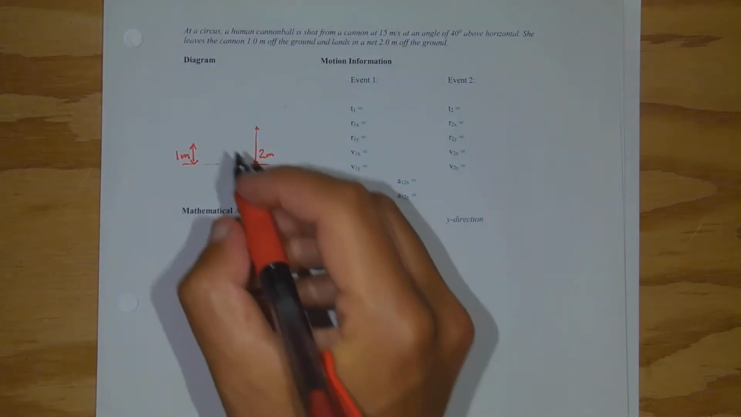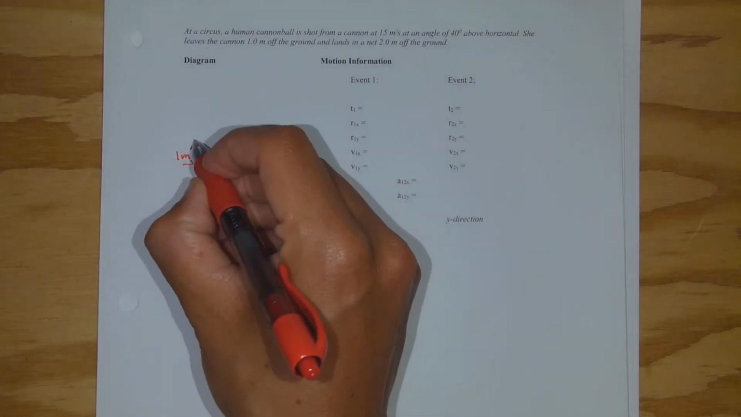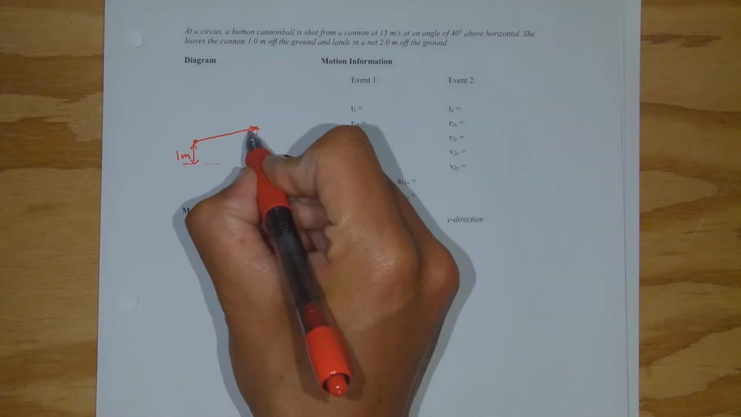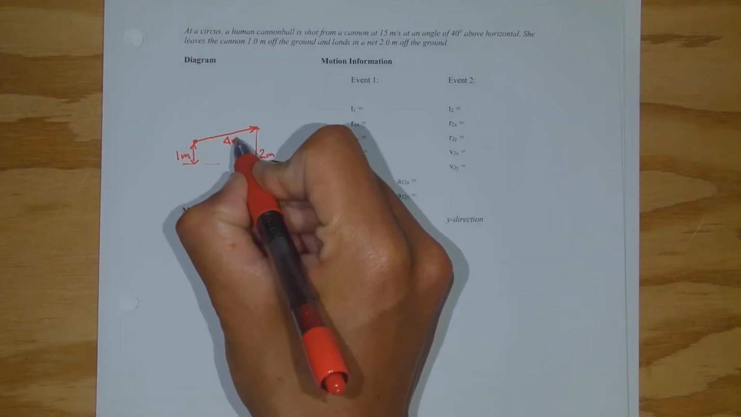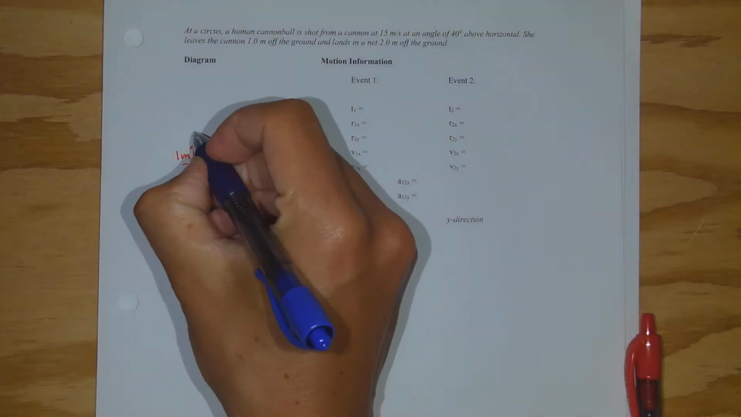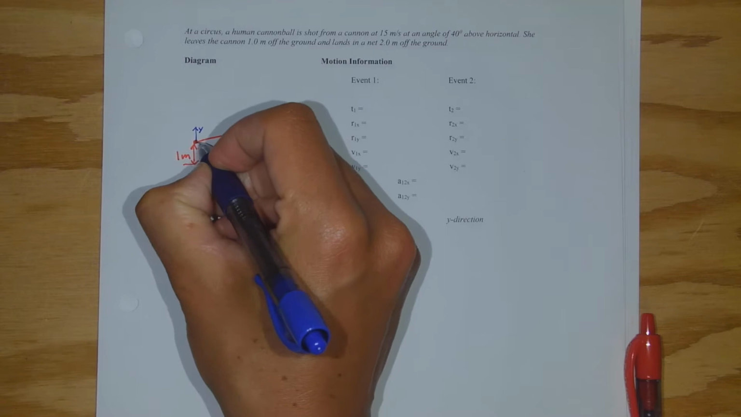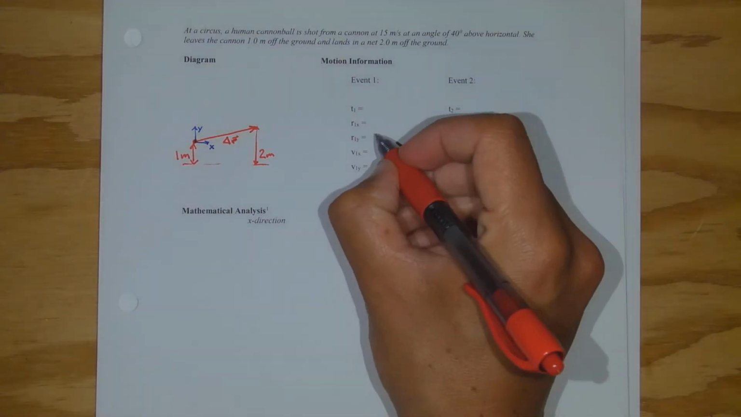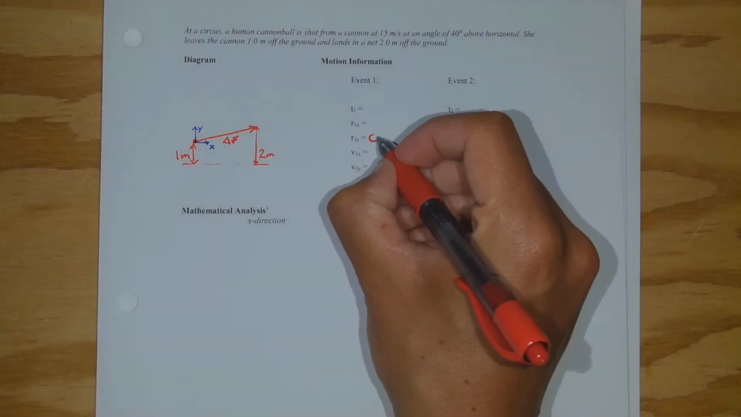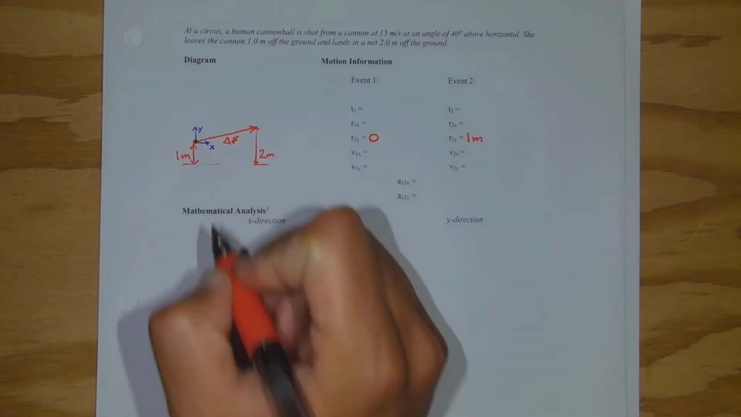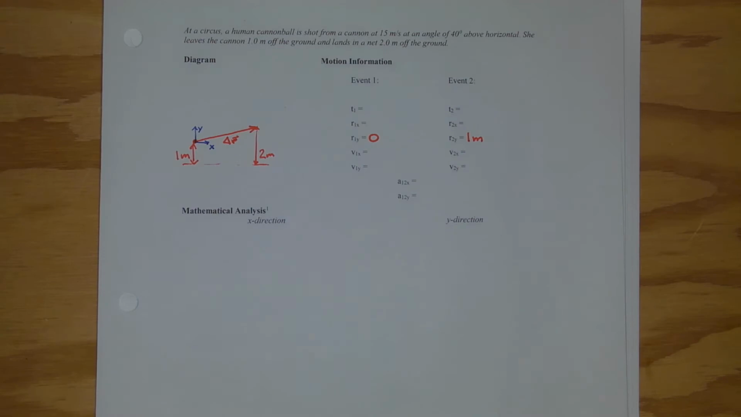But if we look at the change in position, it doesn't really matter that she starts 1 meter off the ground. We can say this is the origin. So she ends 1 meter above where she started. Let's make this the positive y direction and this the positive x direction. So delta ry is 1 meter. If r1y is 0, r2y is 1 meter. That's if we put our origin here and say that up is positive.